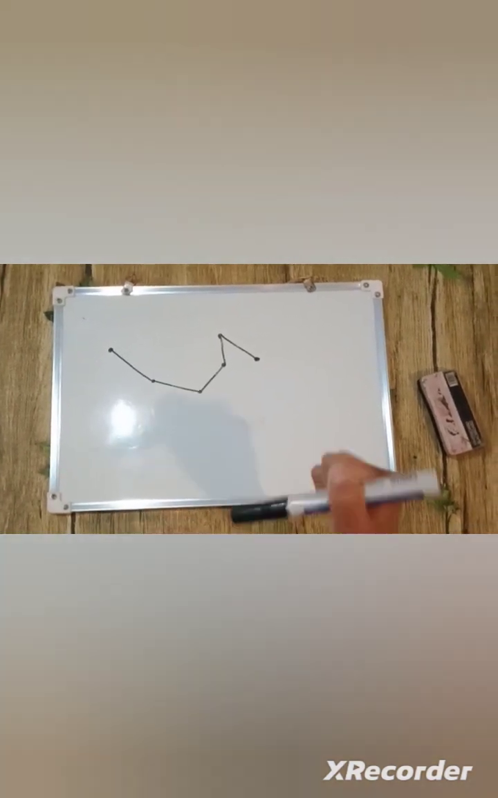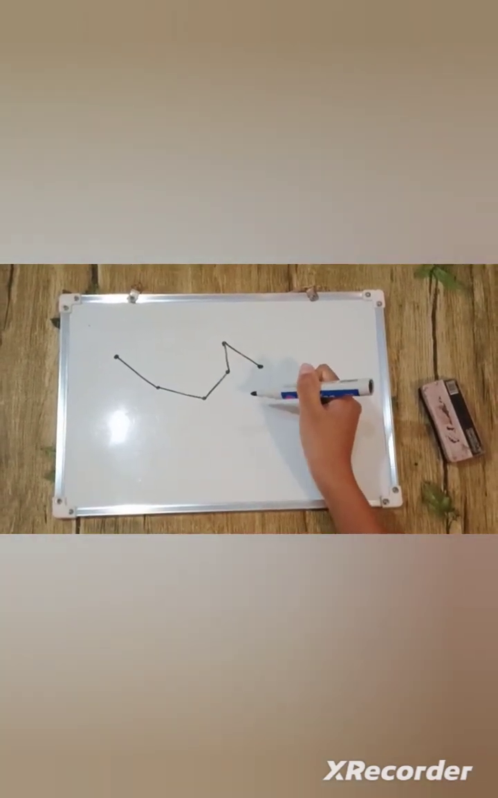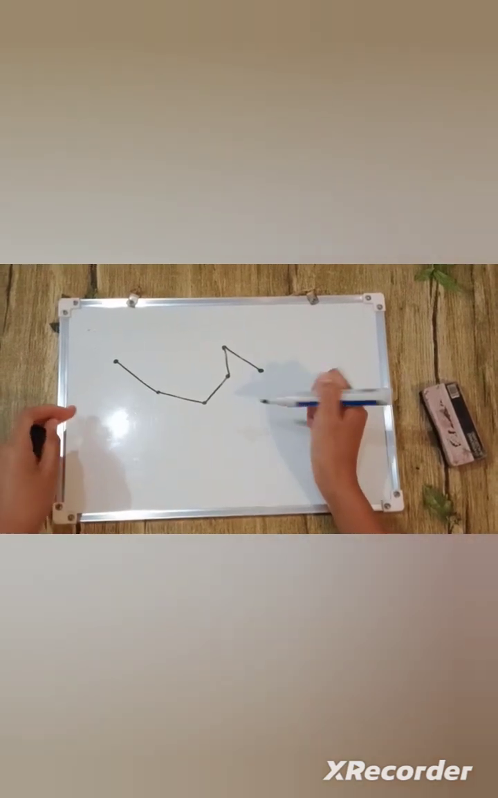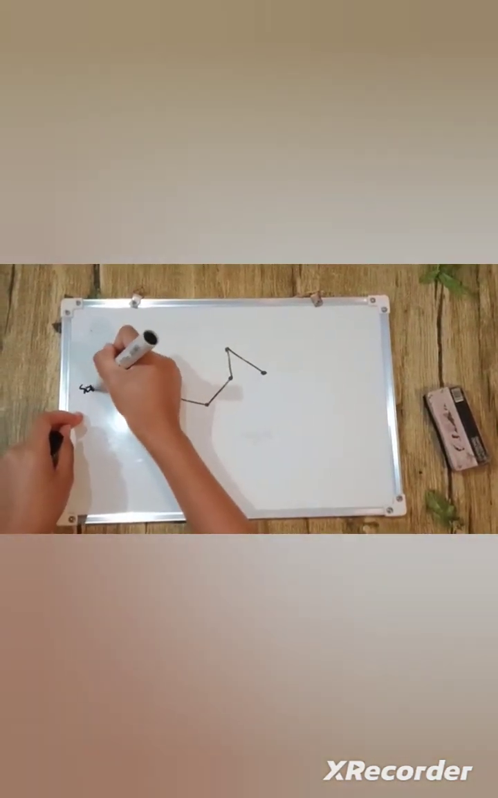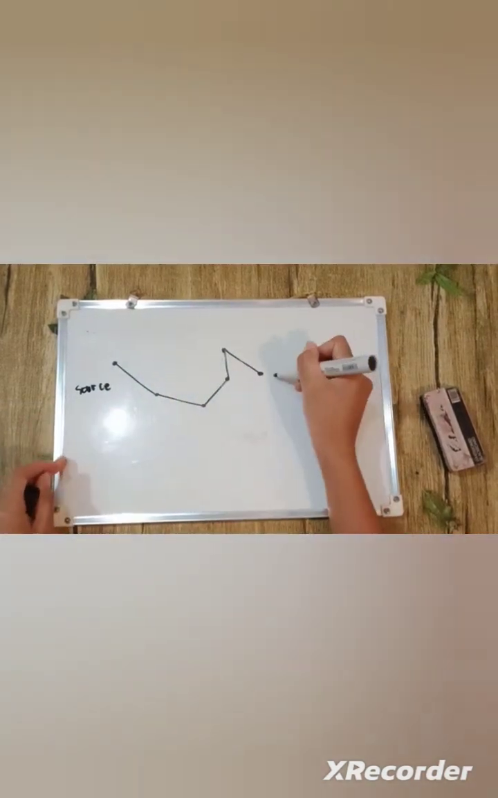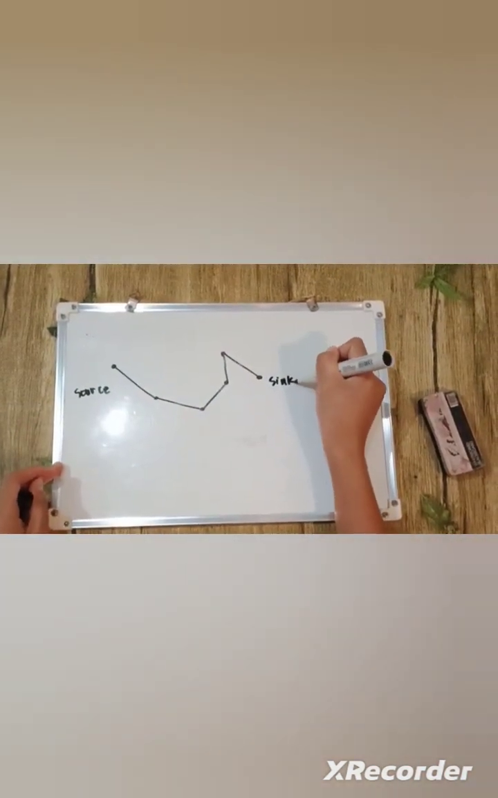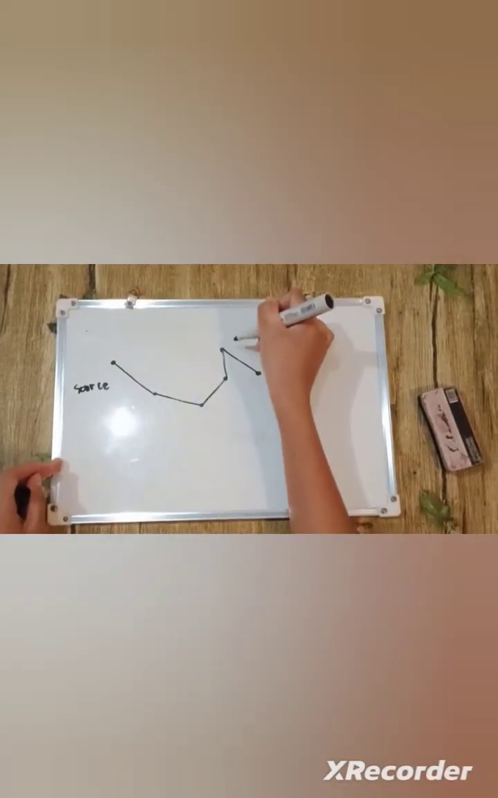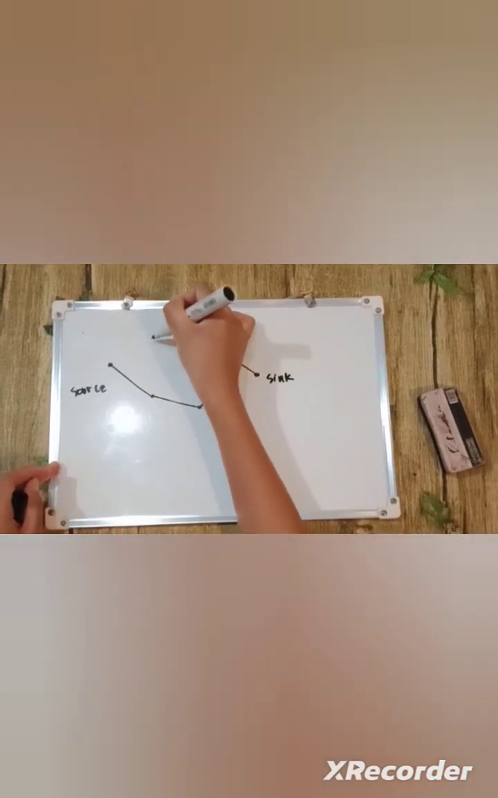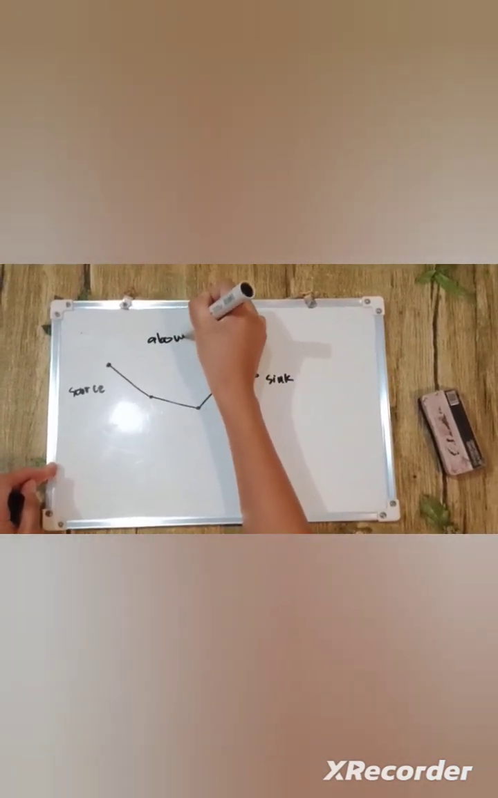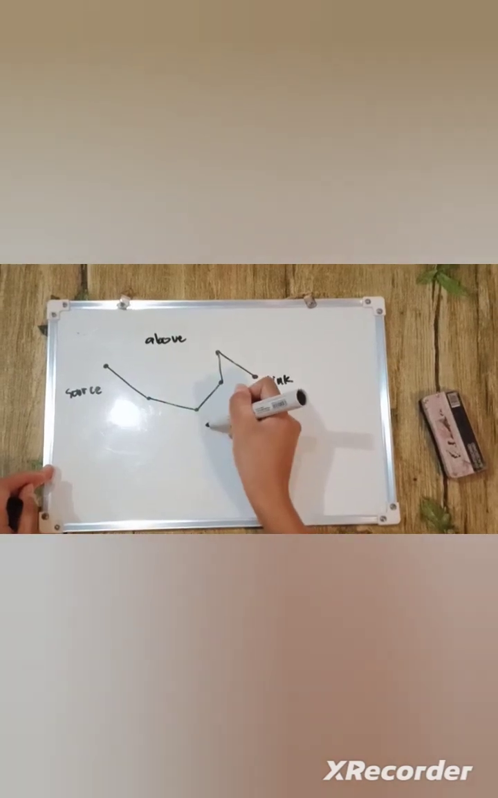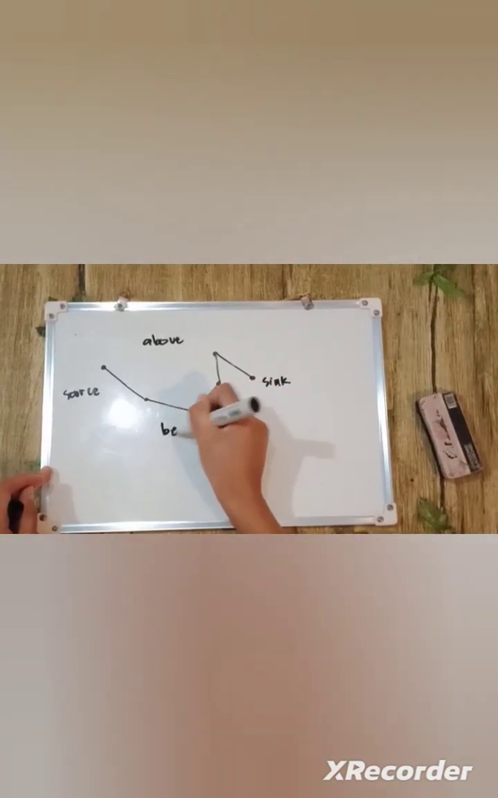If we have this network, on the left side we call this the source. On the right side, the sink. And in this part, we have the range above the network, and on this side, we have the range below the network.